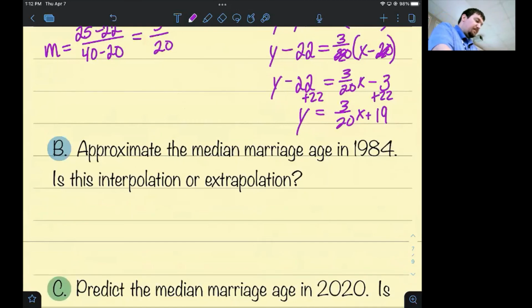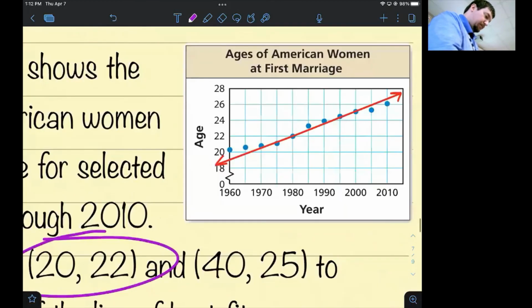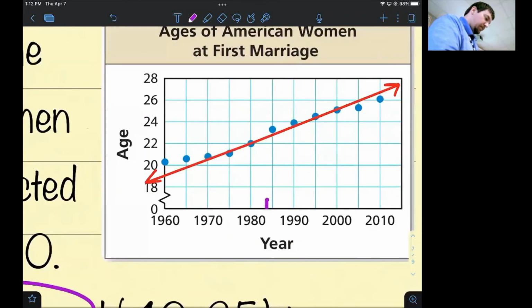Now it says approximate the median marriage age in 1984. Is this interpolation or extrapolation? Well, in 1984, right around there, do we have a data point for that? We don't. Is it between data that we do have? Yes. So is this interpolation or extrapolation, Owen? It's interpolation. We took a poll, looks like every 5 years, right? This was a survey every 5 years. 1984, we didn't do the survey, but it's within the data that we do know. So we're going to make a prediction.